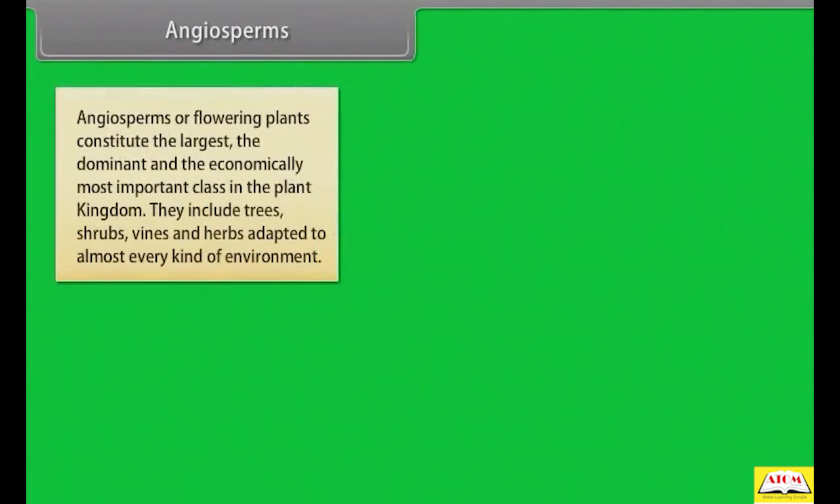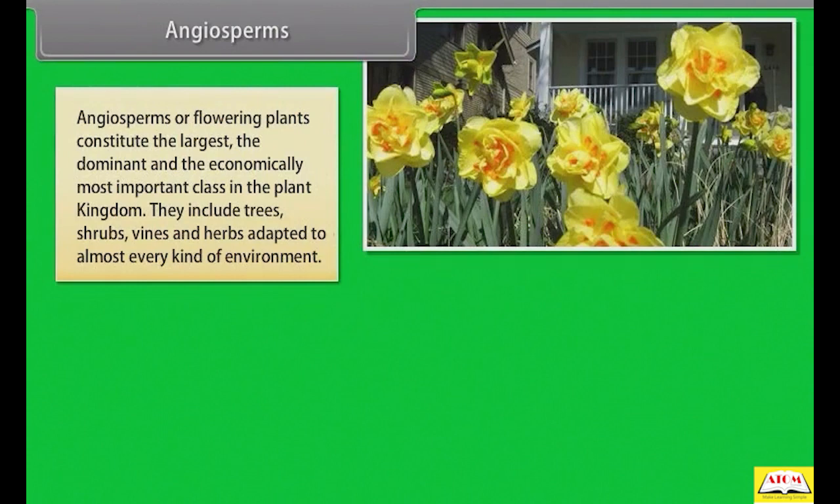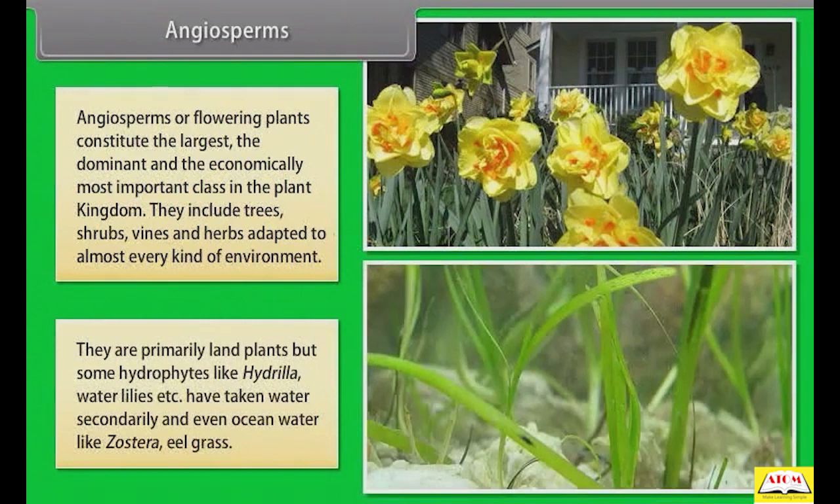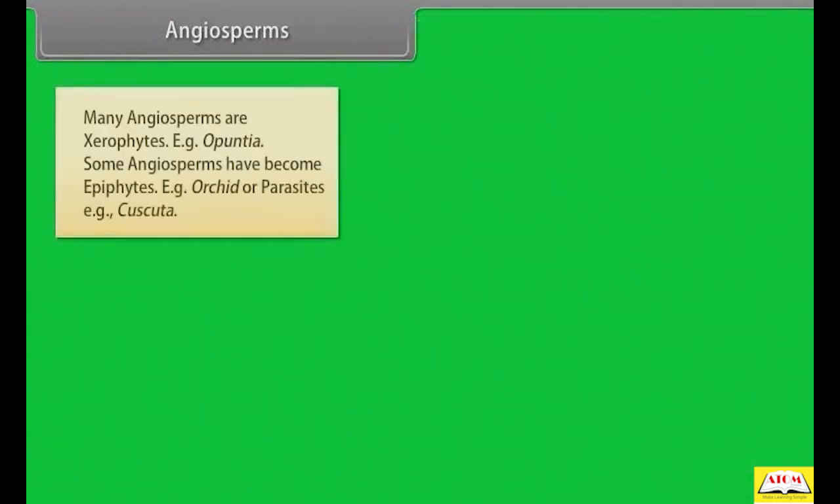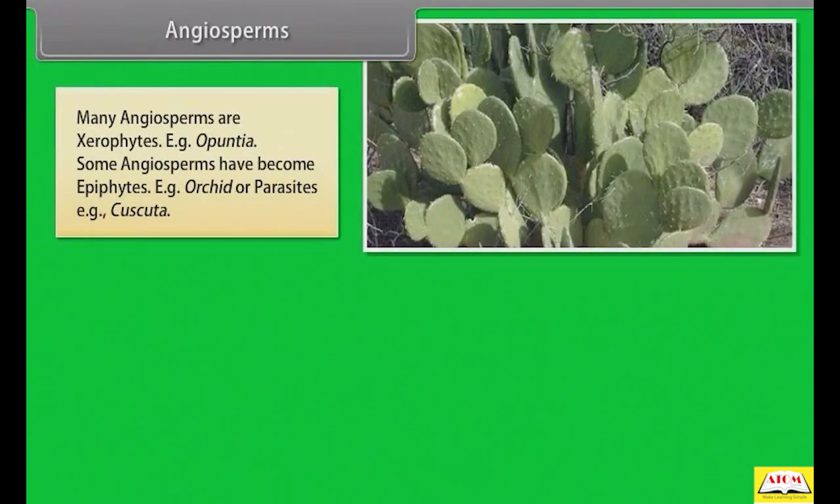Angiosperms. Angiosperms or flowering plants constitute the largest, the dominant, and the economically most important class in the plant kingdom. They include trees, shrubs, vines, and herbs adapted to almost every kind of environment. They are primarily land plants, but some hydrophytes like Hydrilla and water lilies have taken to water secondarily, and even ocean water, like Zostera, eelgrass. Many angiosperms are xerophytes, for example Opuntia. Some angiosperms have become epiphytes, for example orchid, or parasites, for example Cuscuta.